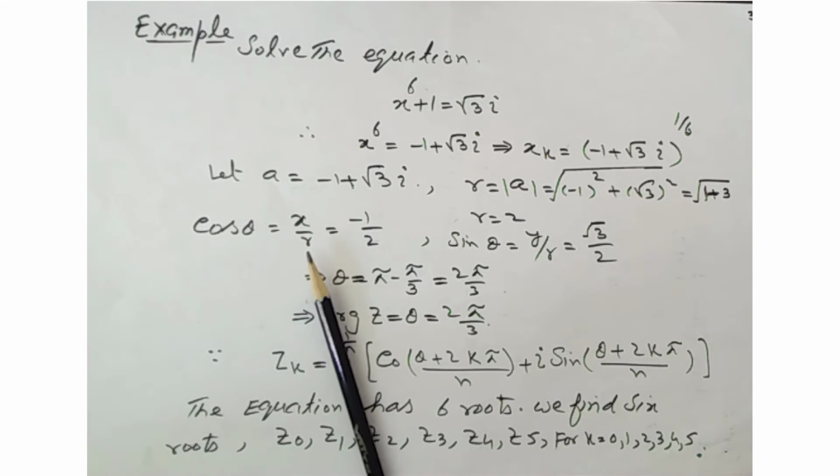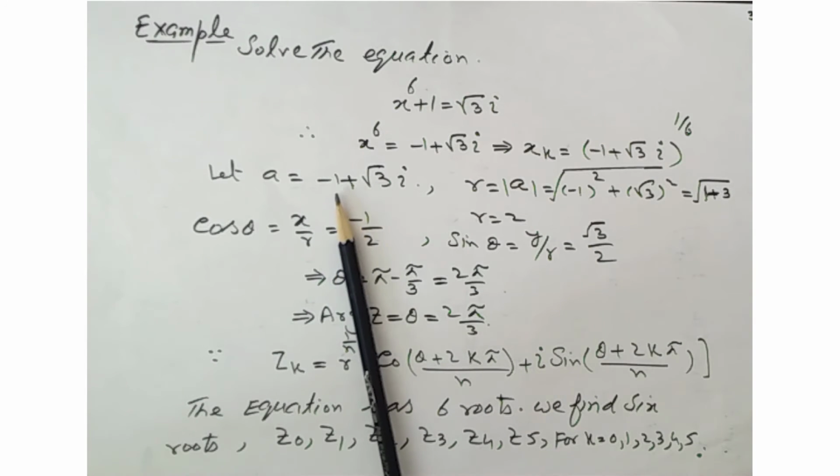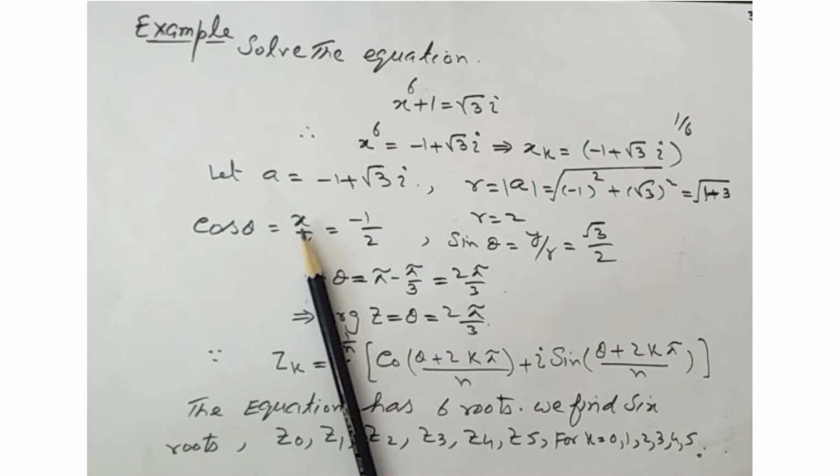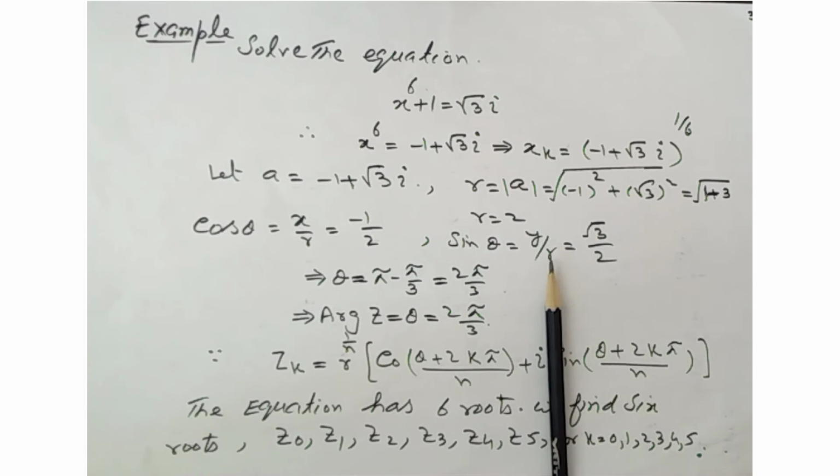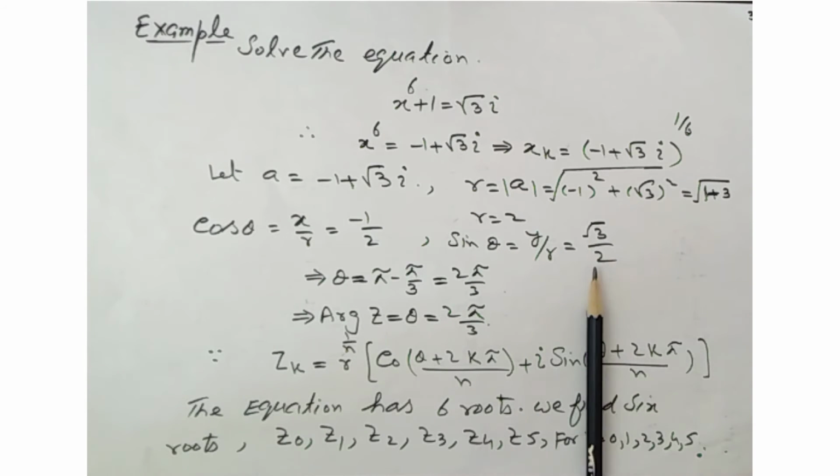Now cos theta equal to x over r. The value of x is minus 1. Here we put minus 1 and r equal to 2. Similarly, sin theta equal to y by r, y equal to root 3 and r equal to 2. So theta is equal to pi minus pi by 3, that is 2 pi by 3. This is the argument of z, that is theta equal to 2 pi by 3.